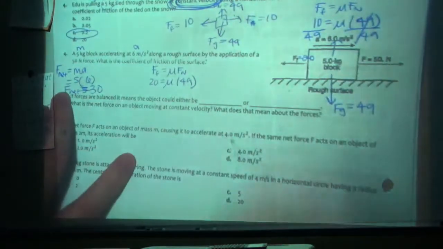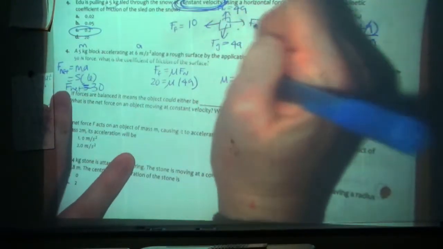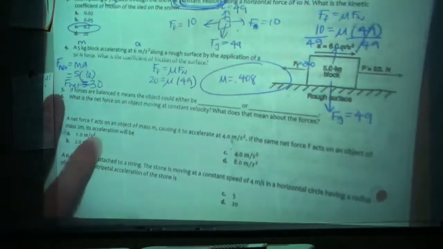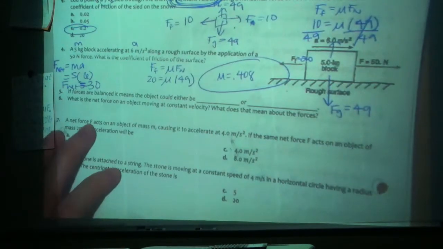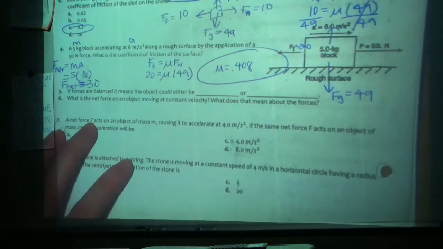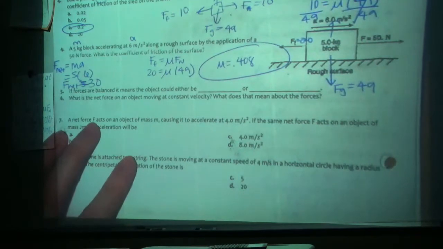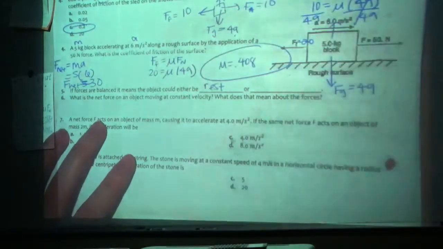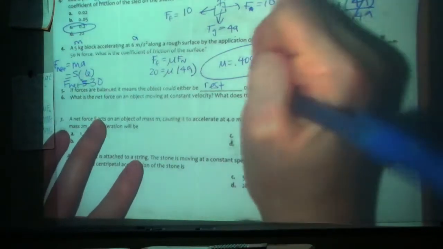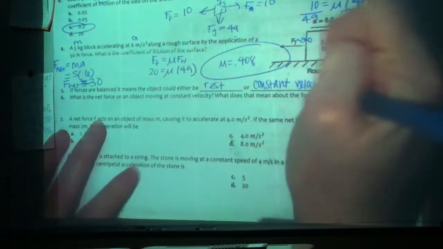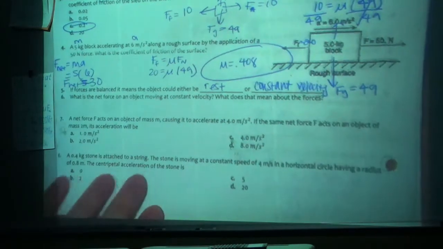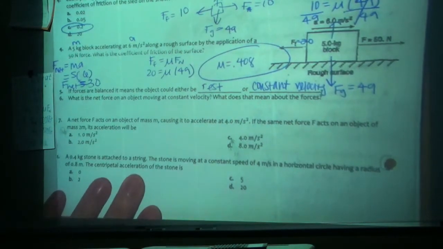Divide over, and you get your mu is 0.408. If your forces are balanced, your net force is equal. If your net force is 0, it's in equilibrium. That means the object could either be at rest, not moving at all, or, and this is probably more common, at a constant velocity. So it could have completely balanced forces and still be moving to the right or to the left.